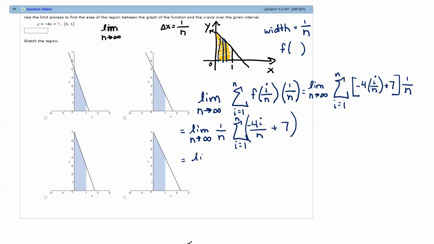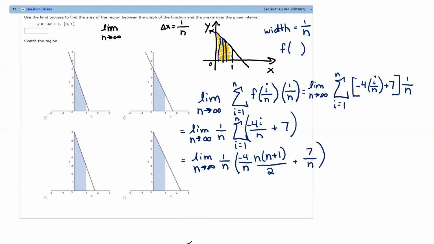So we have the limit as n goes to infinity of 1 over n. And then when we apply the summation rules, we have this negative 4 over n, the sum of just i from i equals 1 to n. And so that's going to be n times n plus 1 over 2. And then the sum of just that constant from i equals 1 to n is going to be plus a 7n.